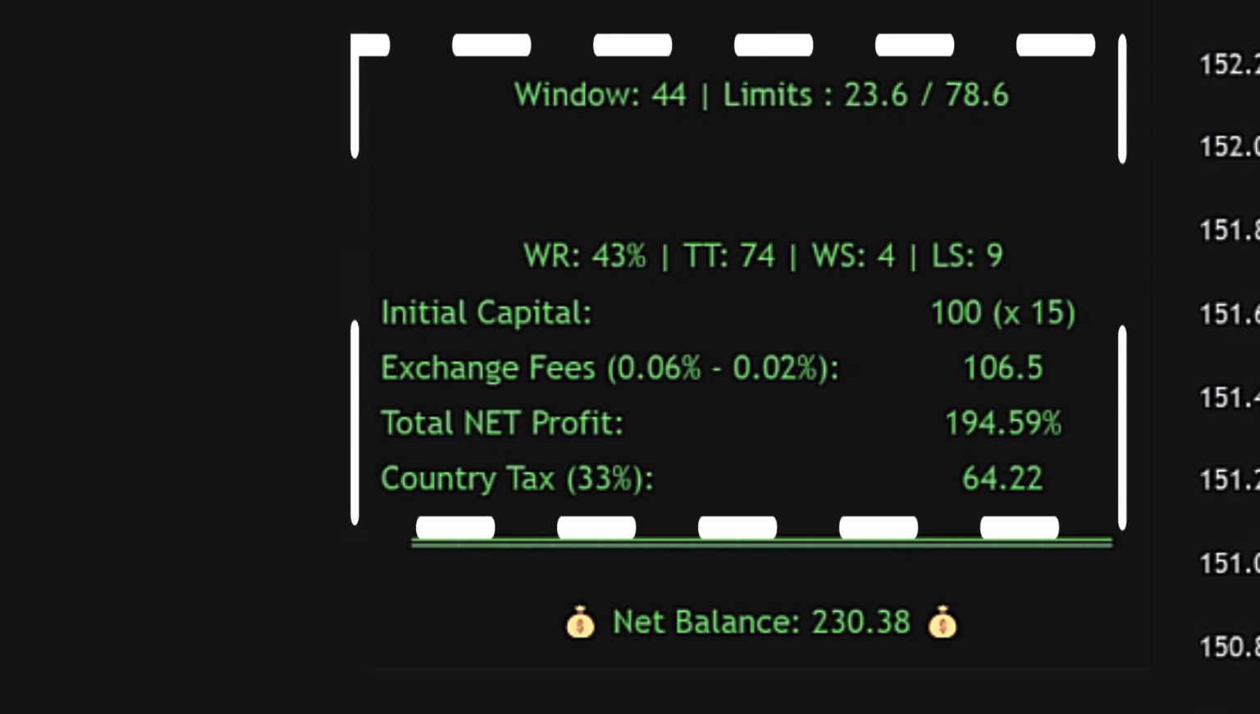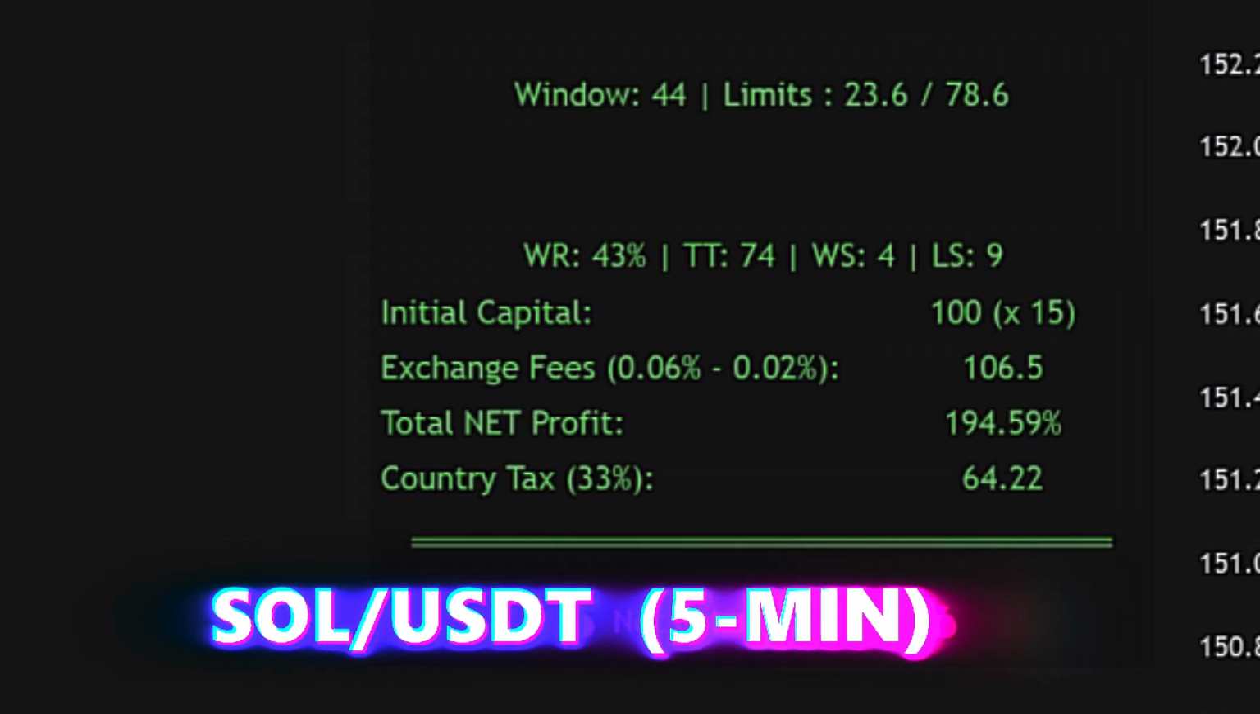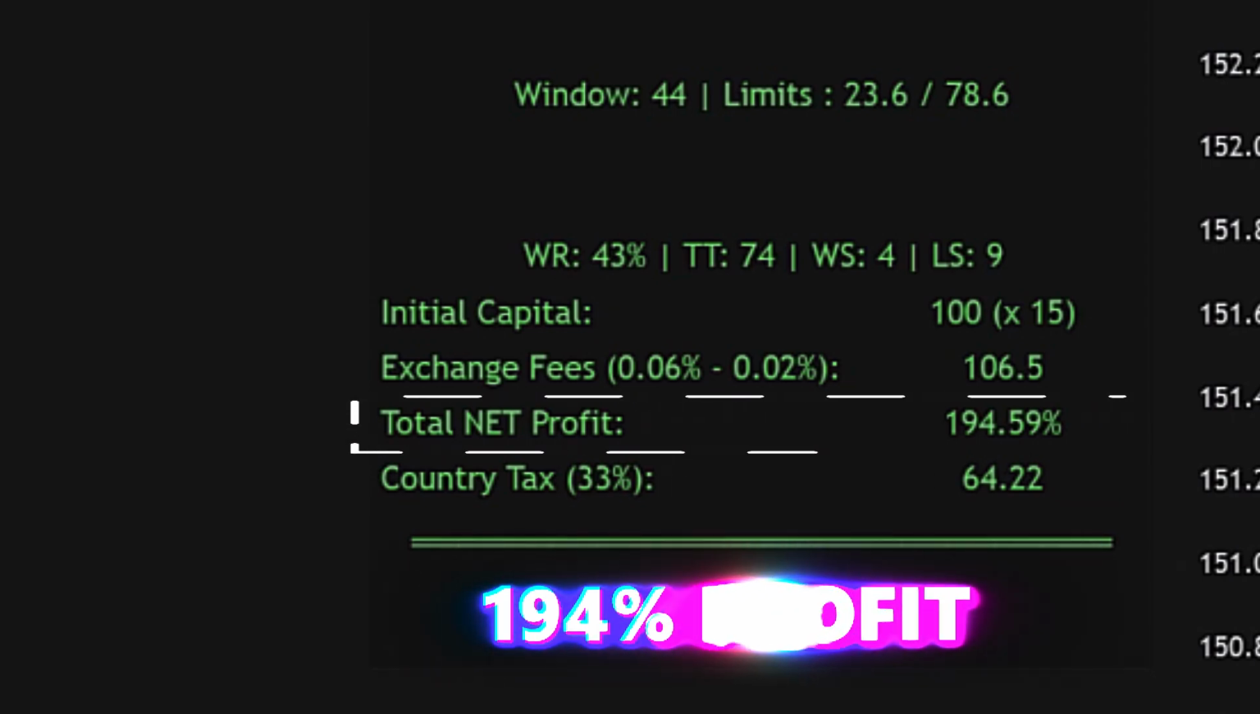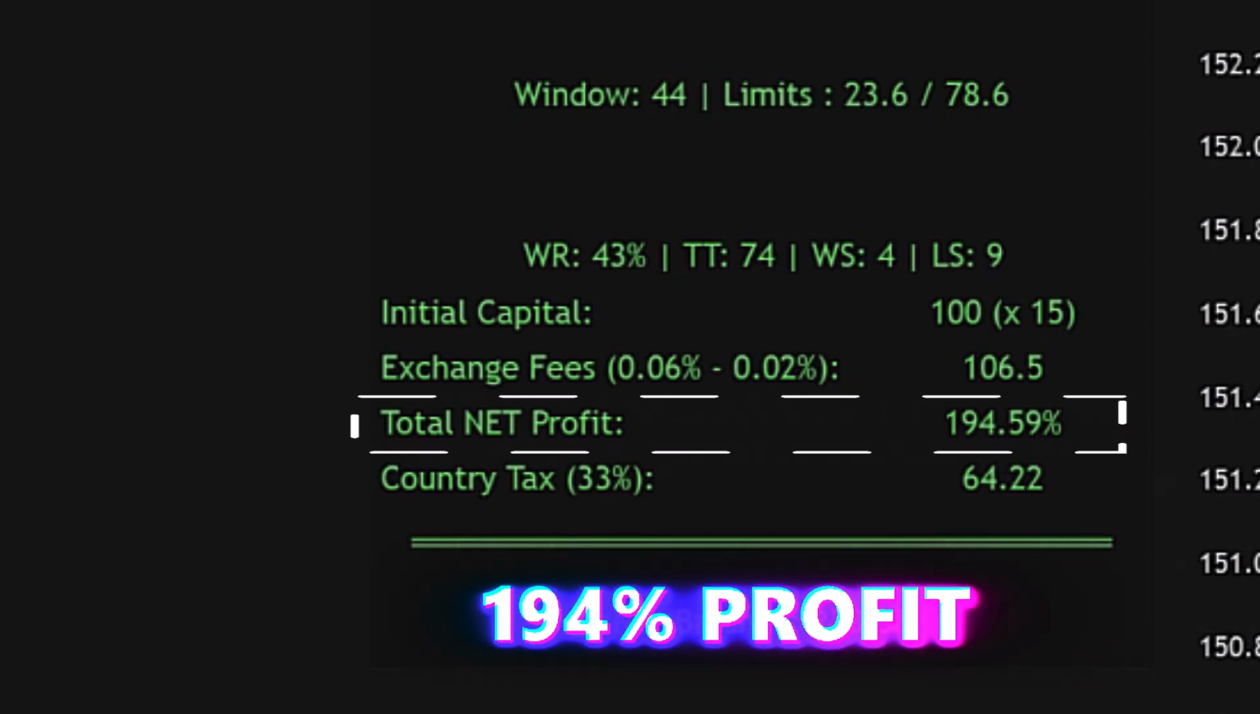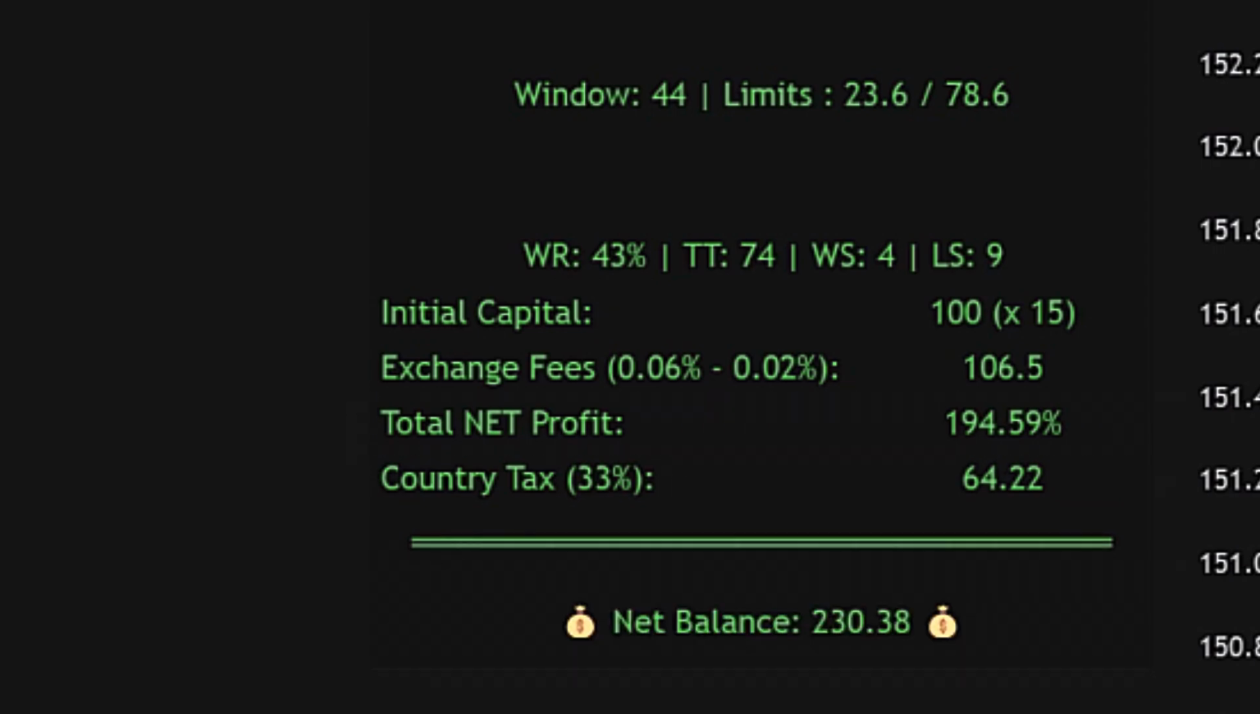Looking back, this thing on the SOL USD 5-minute chart, that specific setup showed a total profit of over 194% in that historical period. Messing with the settings to find what works best for your trading style on different charts is definitely something you can explore.